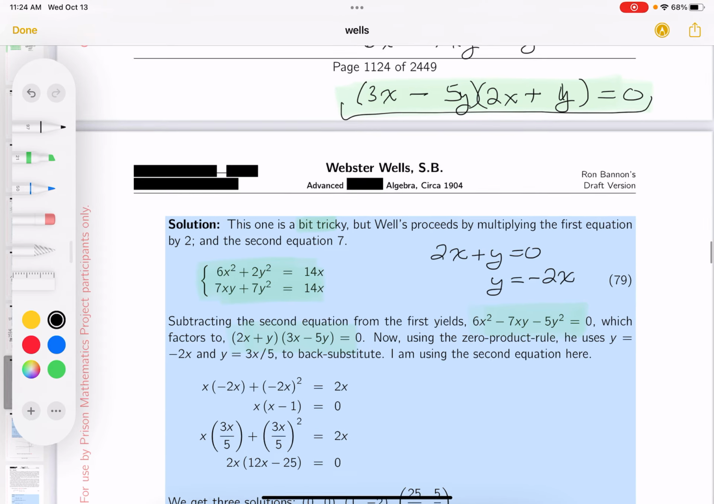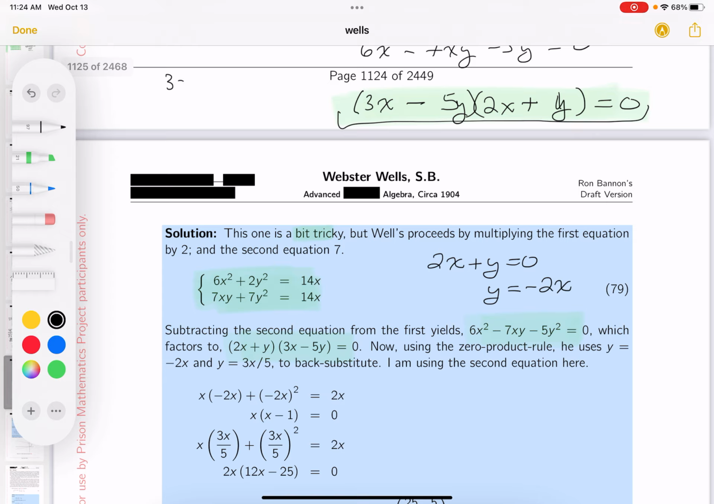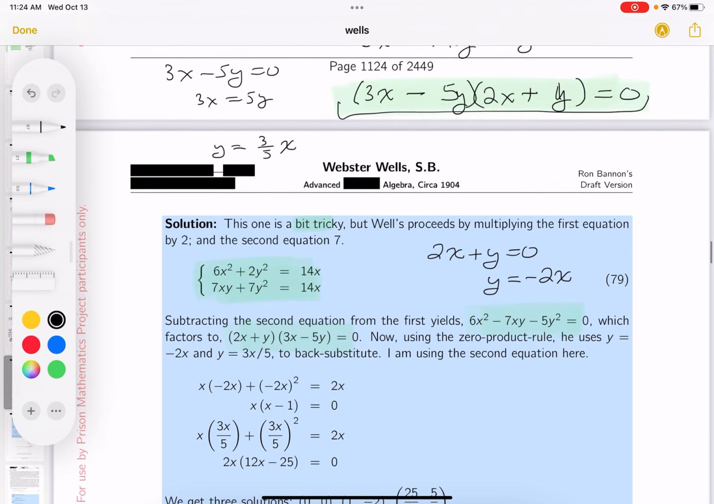And what's the other one going to be? Well, I'll write it down for you. It's when 3x minus 5y is equal to 0. And let's solve that for y too, okay? All right, let's see if we can do that. So 3x would equal 5y. So that means y would be equal to what? 3/5 of an x, right? All right?